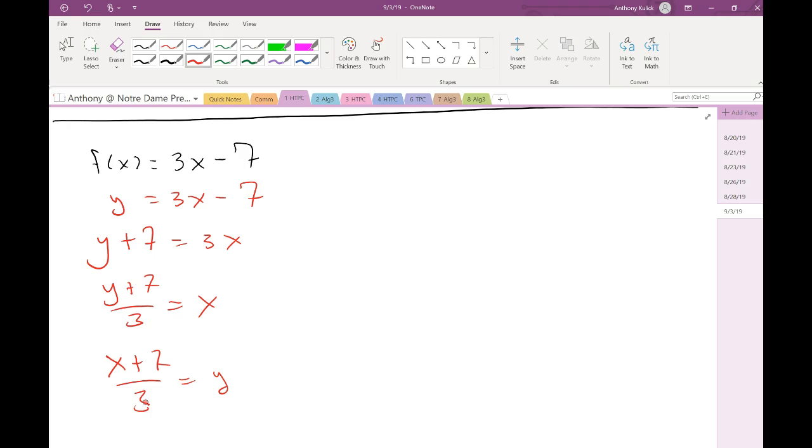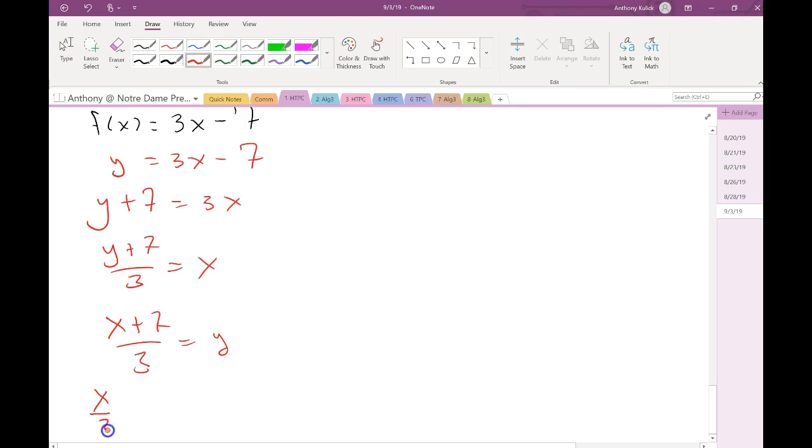Everybody recall doing this kind of a thing? And again, if you wanted to write this also as x over 3 plus 7 over 3, certainly that's fine as well. Whether you want to write that as a single fraction or two separate fractions, either is the same correctness. Okay? So far, so good? So we claim then that f inverse is x plus 7 over 3.